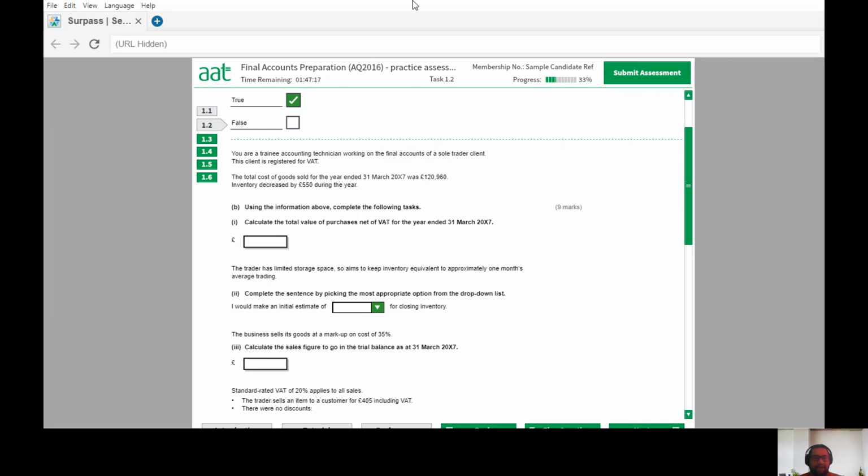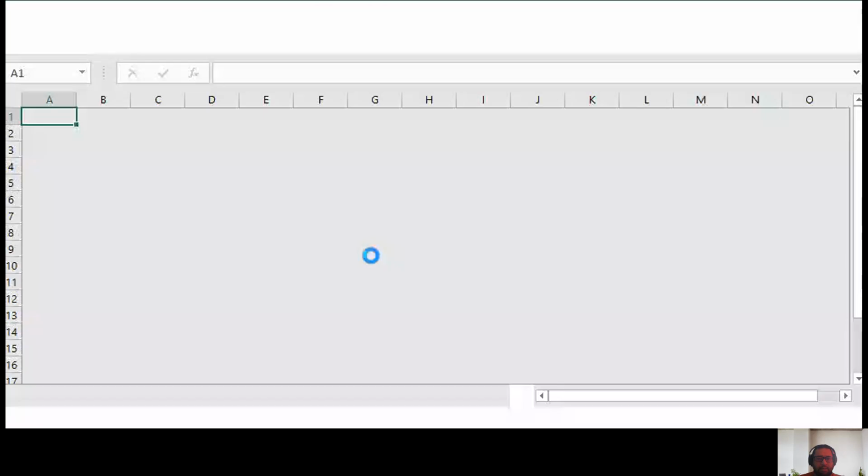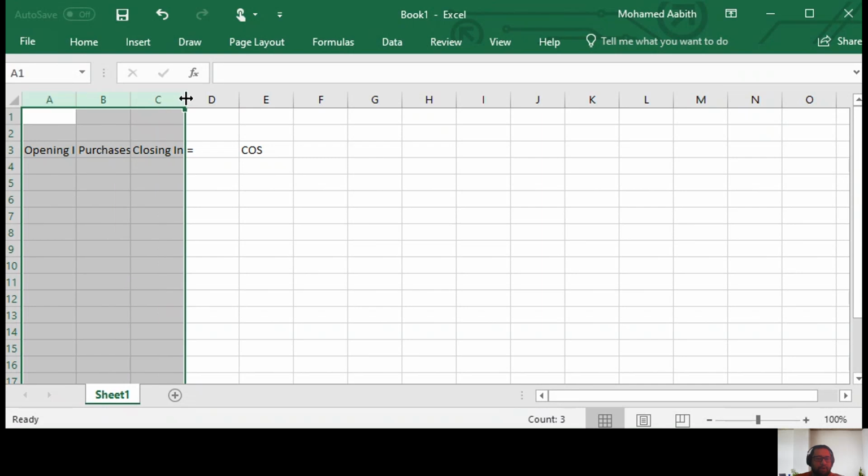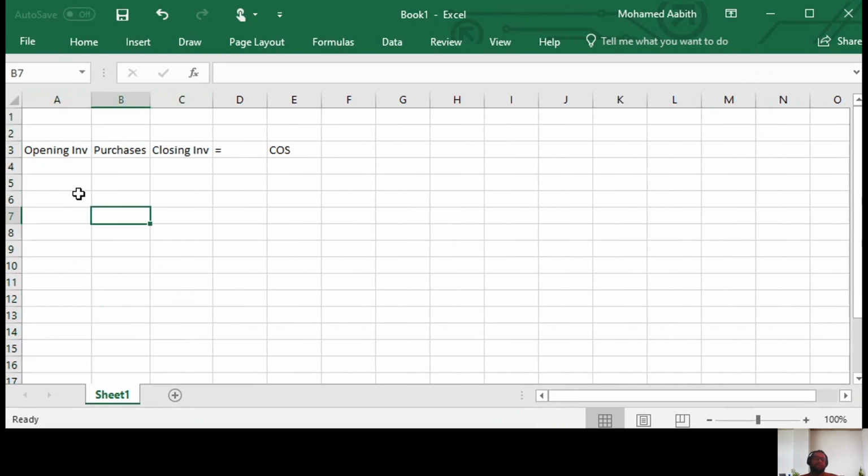Let me bring the spreadsheet up quickly. Okay, so this is the spreadsheet. We're going to talk about opening inventory, purchases, closing inventory, equal to cost of sales. So I'm going to rejig all of it, so all of them are resized.